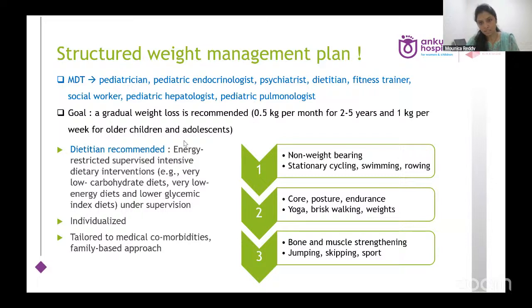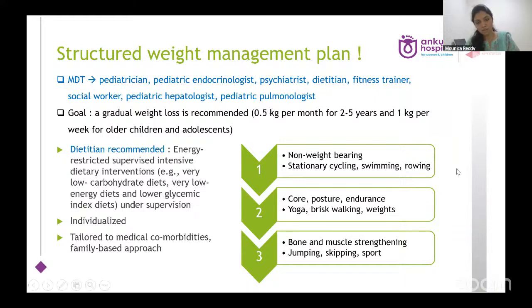Now coming to the exercise. So even this is an example of how we give a graded or stepwise plan of exercise. For example, a severely obese child initially can do non-weight bearing exercises like cycling, swimming, or rowing, sitting at one place. And once his stamina or endurance builds up, after a month or two, he can focus more on his core and postural activities and build up his cardiorespiratory endurance with yoga, brisk walking, lifting weights, etc. And when he's accustomed to this amount of activity, then go further for bone and muscle strengthening activities such as jumping, skipping, or participating in sports.